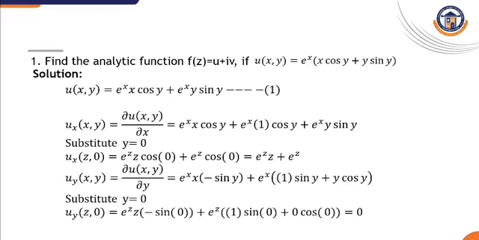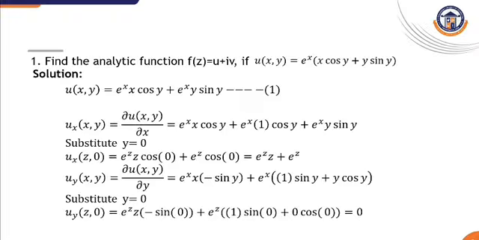Now we see one important problem, the construction of an analytic function. Find the analytic function f of z equal to u plus iv, if u of x comma y is given as e power x into (x cos y plus y sin y). So here the given function is the u function.